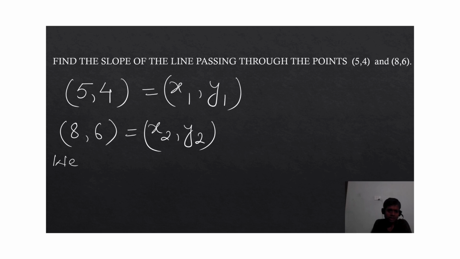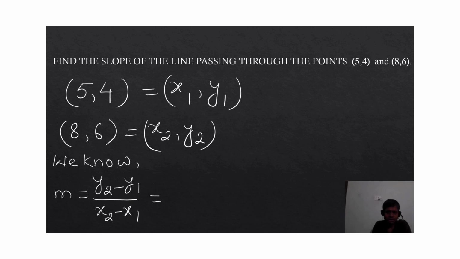We know that the formula for slope, that is m equals y2 minus y1 divided by x2 minus x1. This equals y2, that is 6, minus y1, that is 4, divided by x2, that is 8, minus x1, that is 5. So this equals 2 upon 3. So the slope here comes out to be 2 upon 3. This way you can find out the slope of any line passing through any two given points. After this, we'll go towards some special conditions.